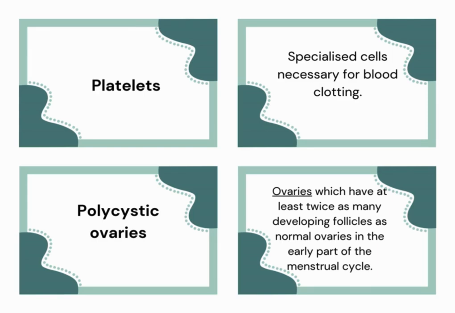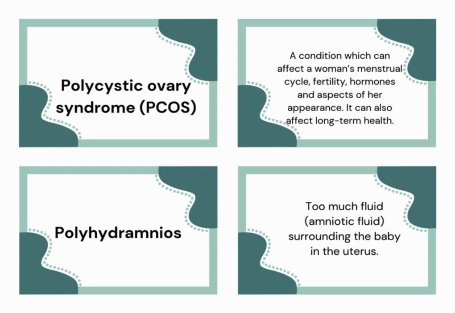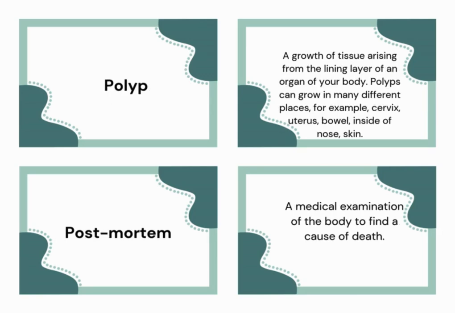Polycystic ovaries, ovaries which have at least twice as many developing follicles as normal ovaries in the early part of the menstrual cycle. Polycystic ovary syndrome, PCOS, a condition which can affect a woman's menstrual cycle, fertility, hormones, and aspects of her appearance. Polyhydramnios, too much fluid, amniotic fluid, surrounding the baby in the uterus. Polyp, a growth of tissue arising from the lining layer of an organ of your body.